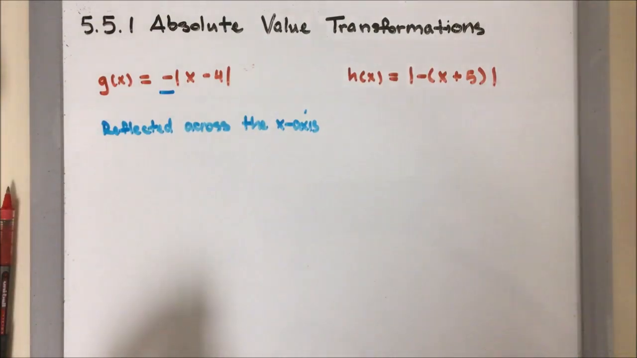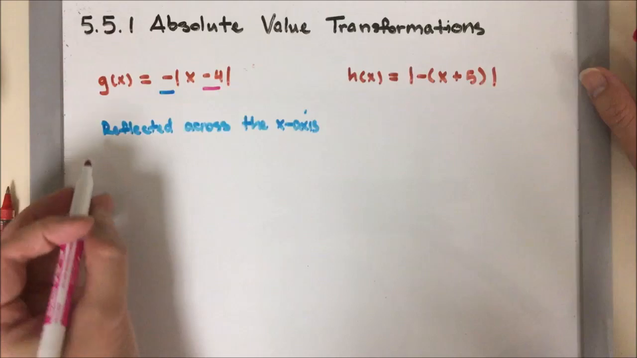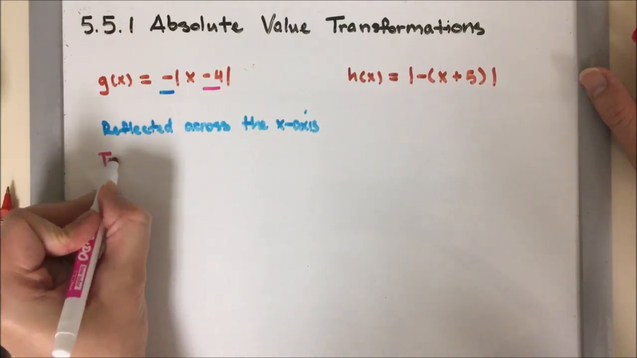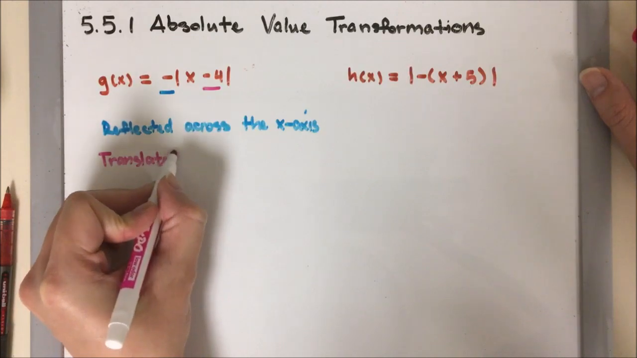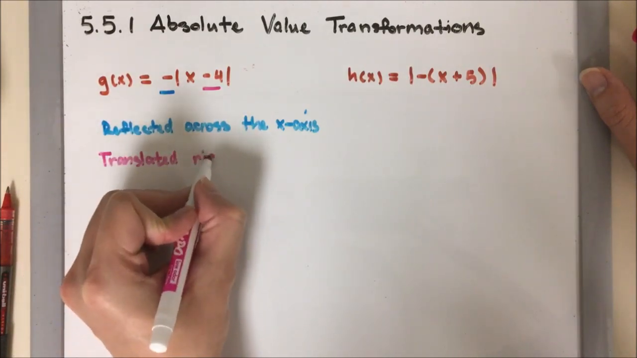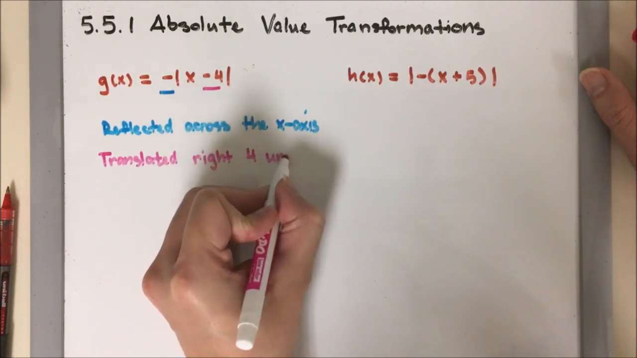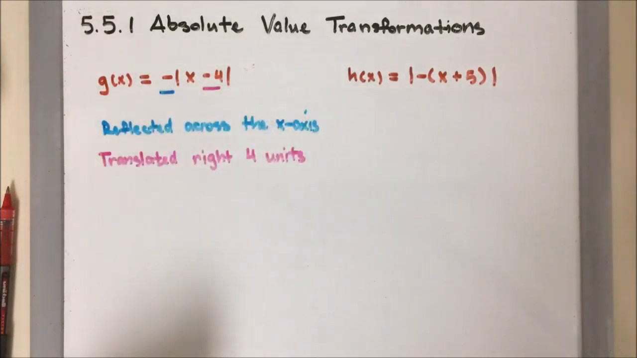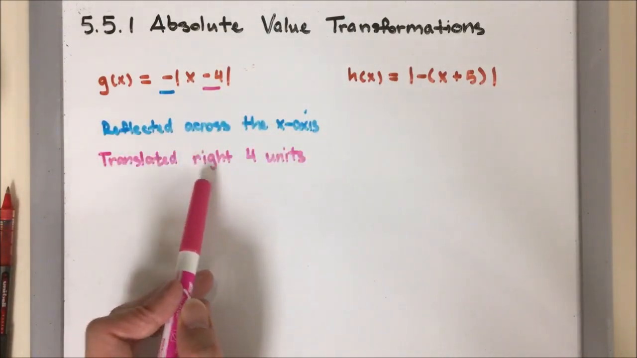And then we have inside the absolute value, it's x minus 4. So since it's minus 4, that means it's translated right 4 units. So that's the only transformation that you can see in g of x. So we only have two transformations. Reflected across the x-axis and then translated right 4 units.